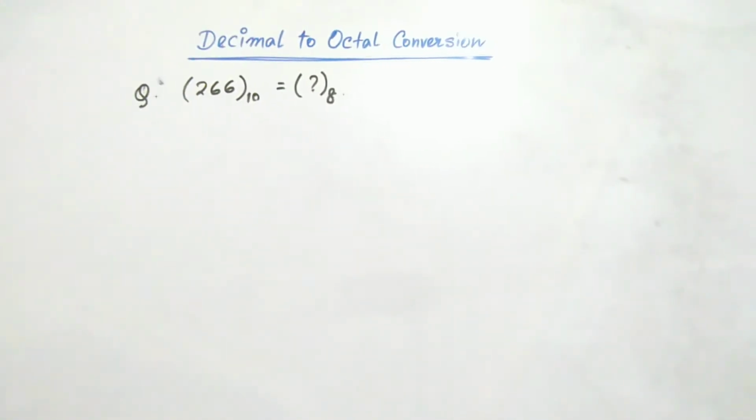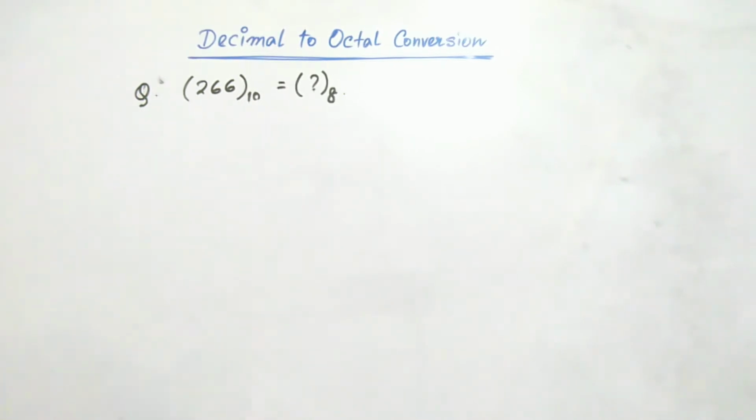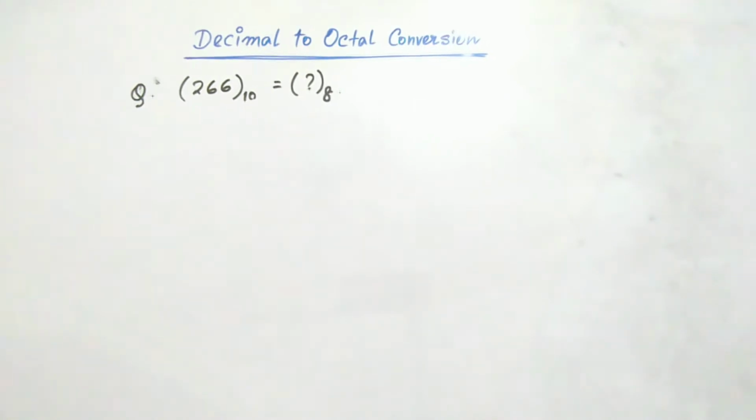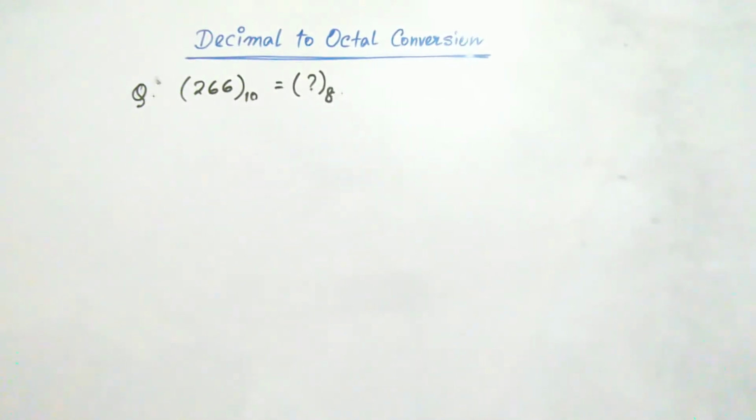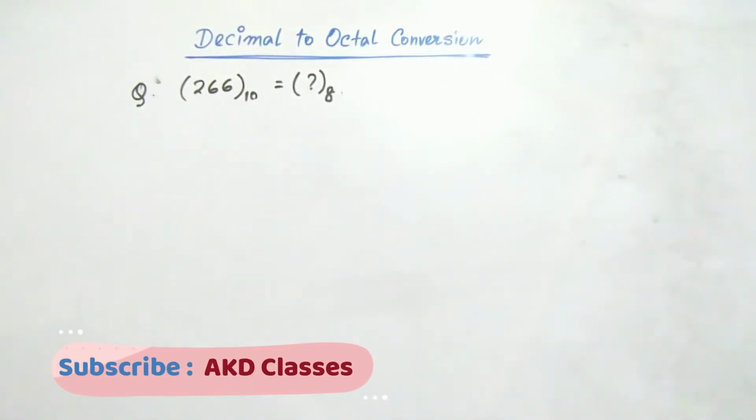A decimal number can also be converted into its equivalent octal format using the repeated division method. Here the decimal number is given as 266 and we have to convert it into its equivalent octal format. We will follow a procedure similar to the decimal to binary conversion.